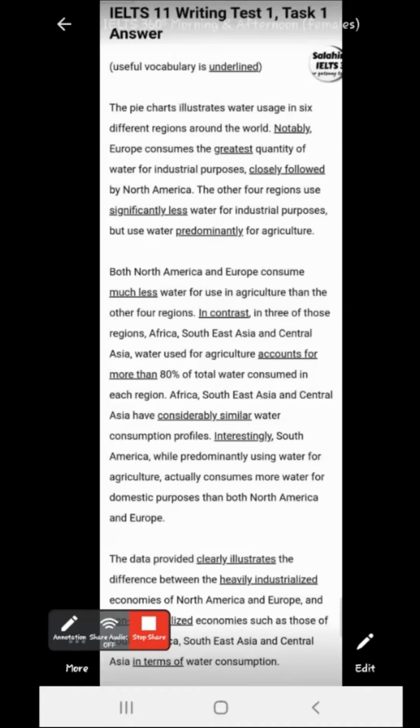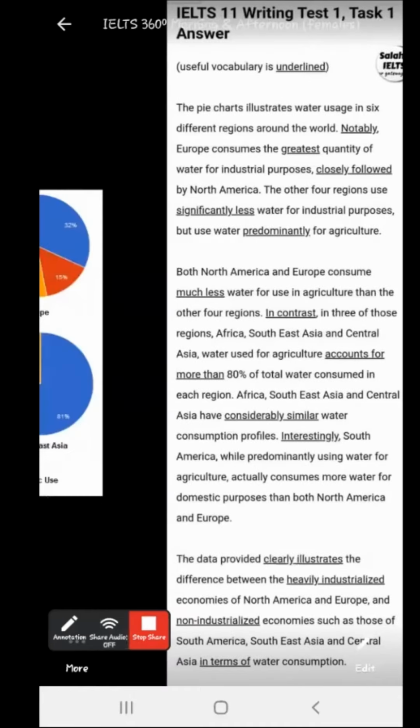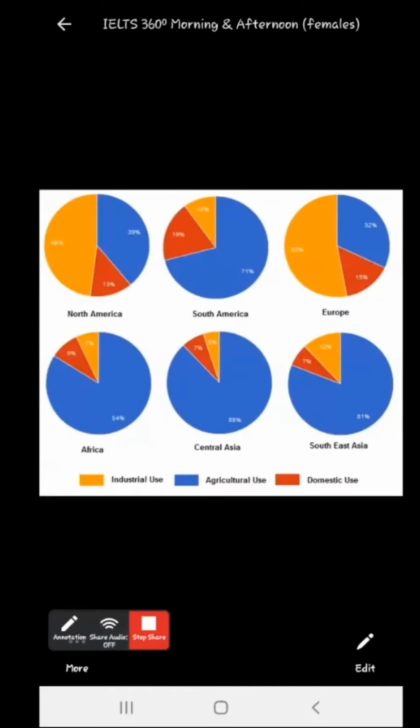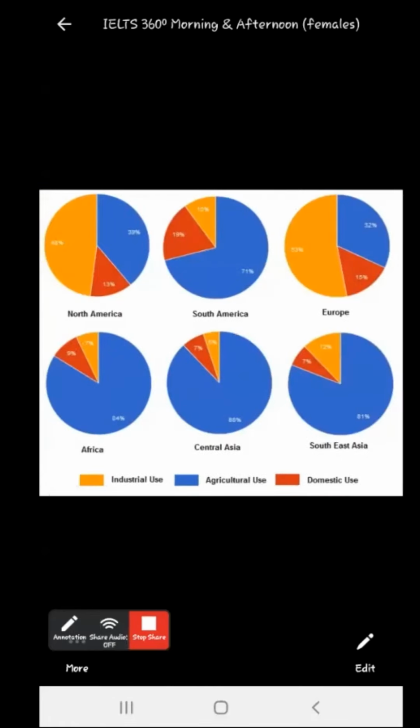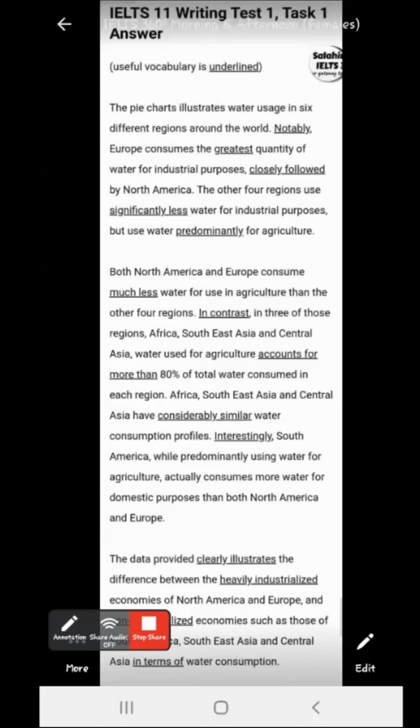Closely followed by North America. You can see that 48% for North America. The other 4 regions. What are the other 4 regions? We have South America, Africa, Central Asia, Southeast Asia. What happens to the other 4 regions? They use significantly less water for industrial purposes.